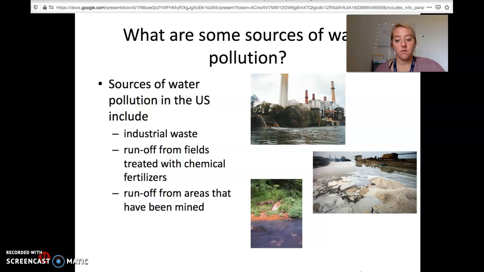So a lot of the fields that are treated with fertilizers, that nitrogen and phosphorus that I was just talking about, put too much on, and it actually can, because of the rain, come into our water systems wreaking havoc. And then also we can have runoff from areas that have been mined, so any of those chemicals that were used in the mining process, or even just the sediments that are now loose from the mining process, can be carried on into the river as well.